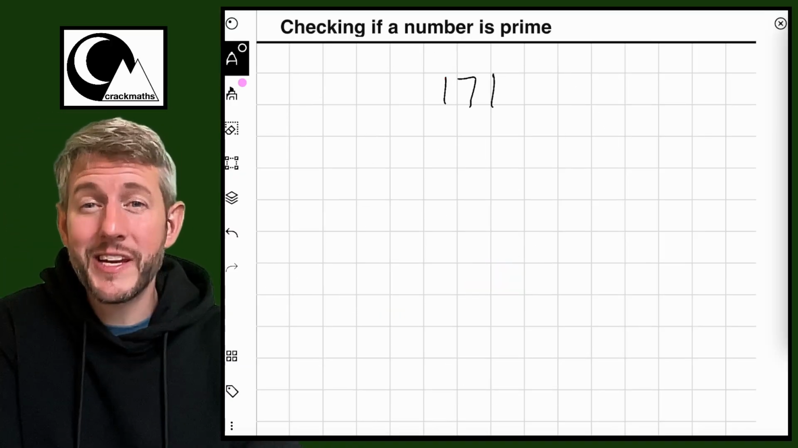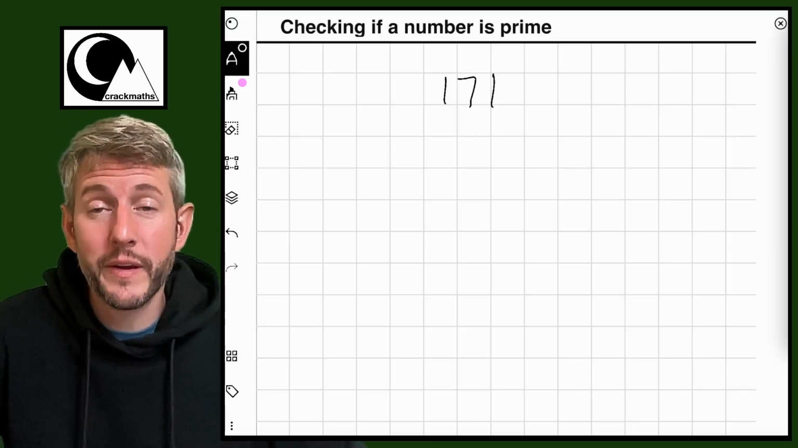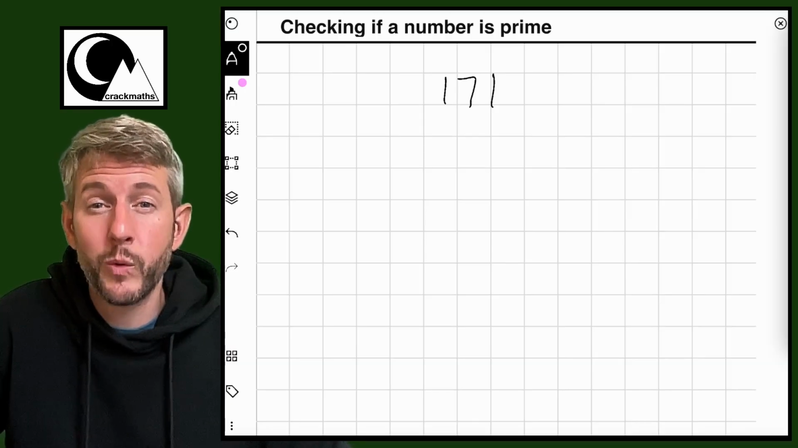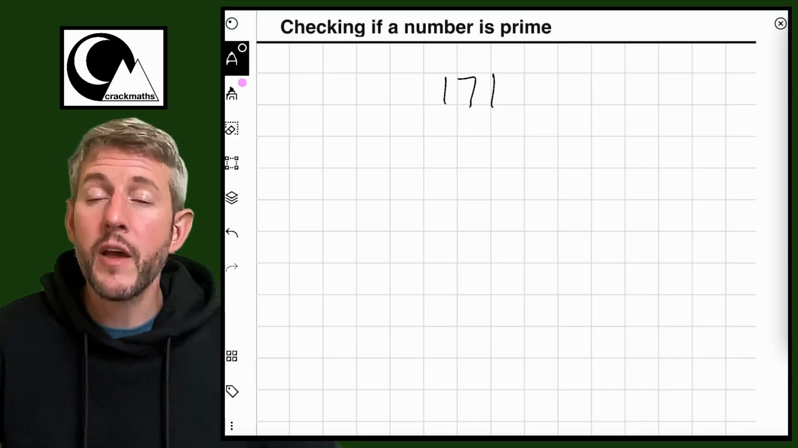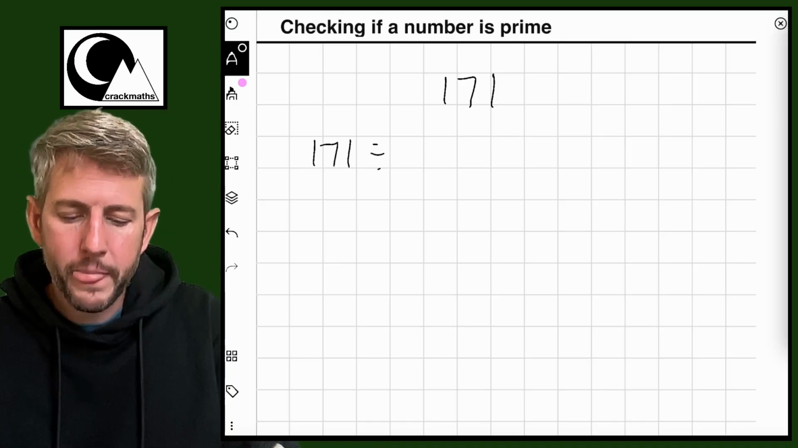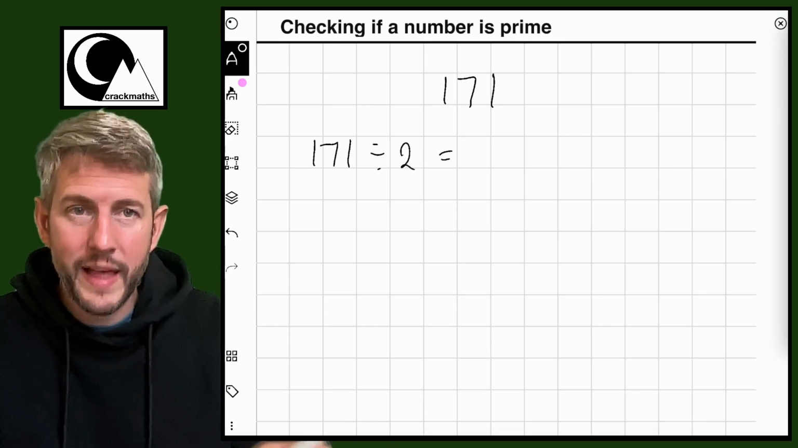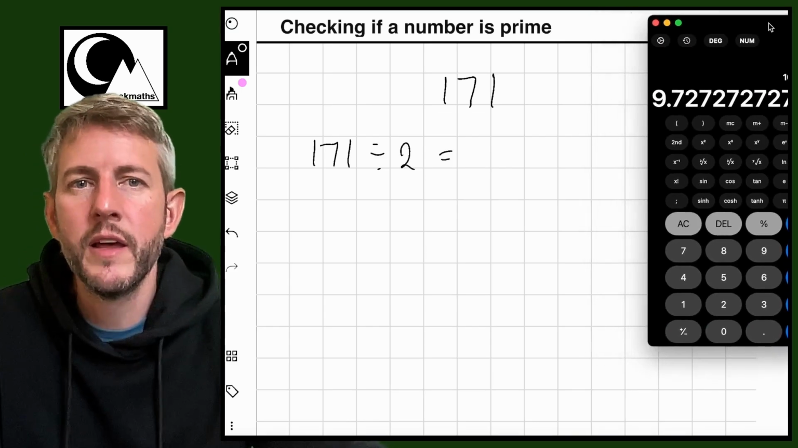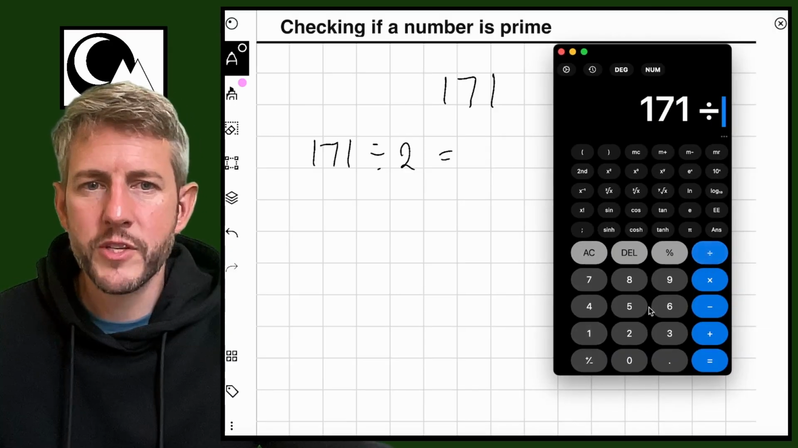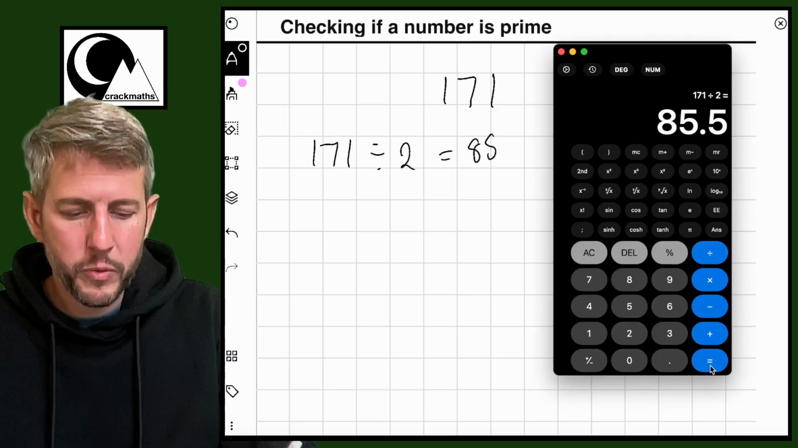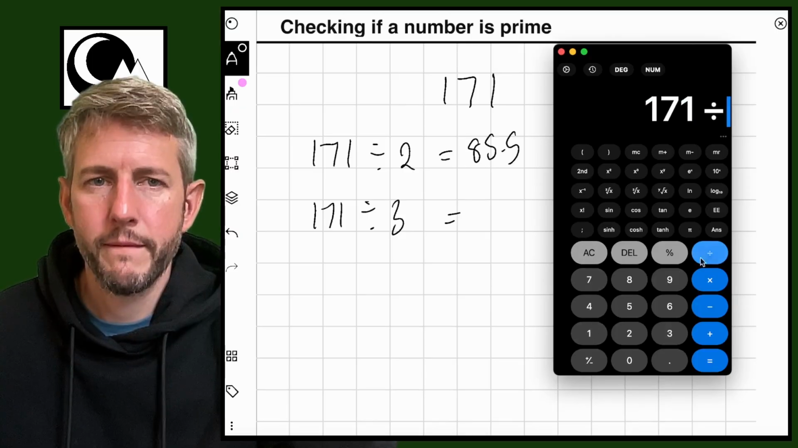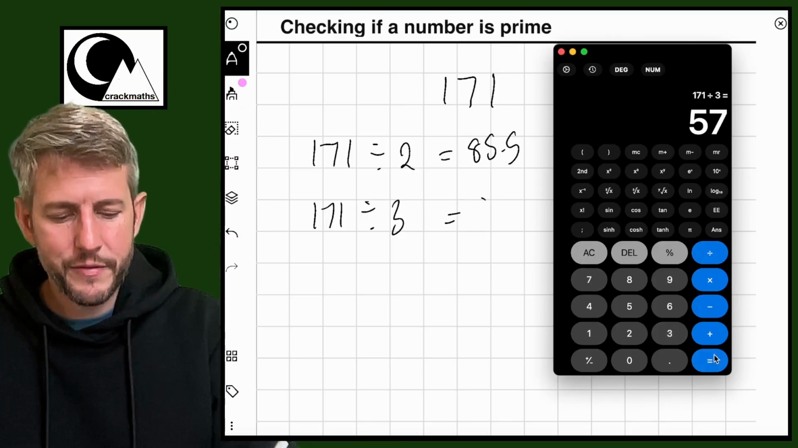Straight away, I can see that 171 is not going to be prime because it's divisible by 3, because 1 add 7 add 1 equals 9, and 9 is divisible by 3. But let's show our working for proving this. First of all, we're going to do 171 divided by 2. We know that's going to give us a decimal answer because 171 isn't even, but let's do it anyway. 171 divided by 2, here we go, 85.5. Now let's try 171 divided by 3. That equals 57, and there we go.